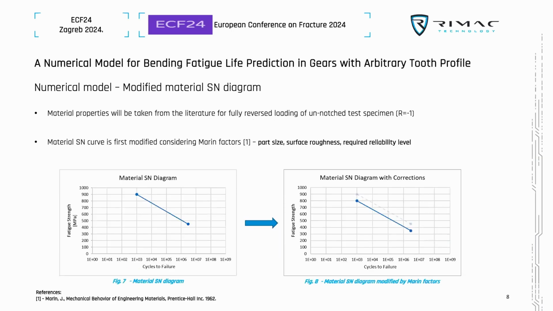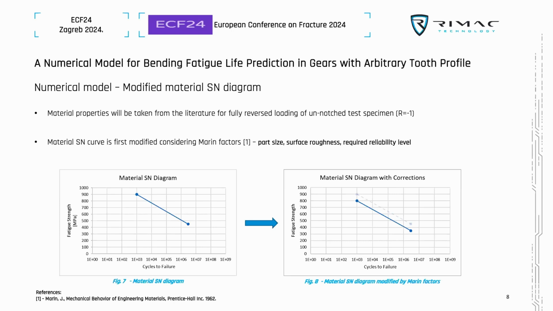So once we get the stress history data, we also need to establish what the allowable stress levels are. We start with data taken from literature for fully reversed loading of an unnotched test specimen, because such data is much easier to obtain than data for samples which are more similar to the final product. For testing a gear, for example, the data is much less common and also harder to obtain.